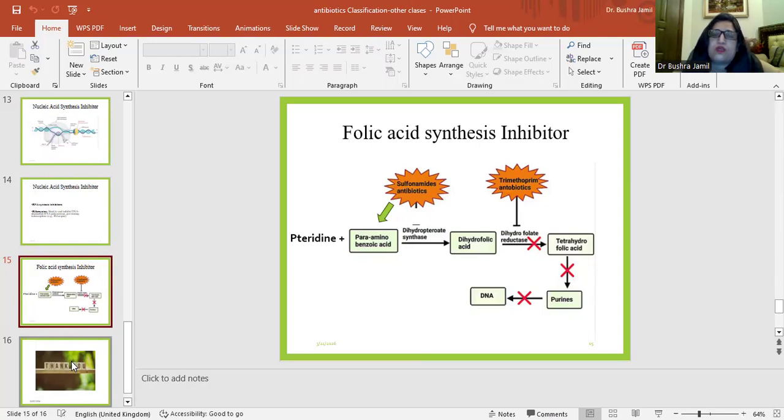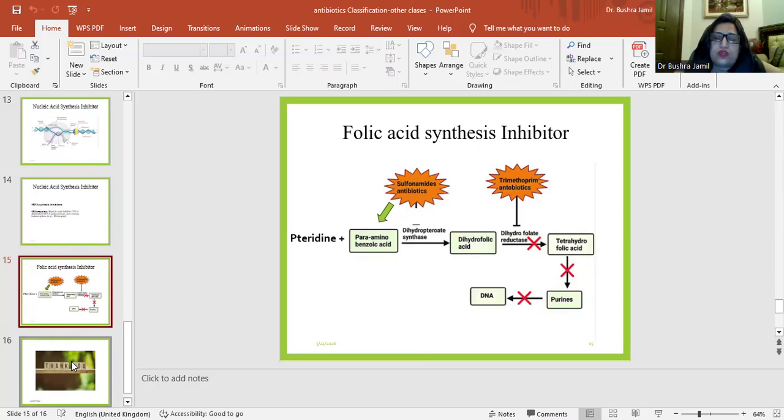Usually folic acid synthesis inhibitors are used in combination. Trimethoprim and sulfonamides are used in combination to increase their efficacy. Of course, sulfonamide will inhibit the synthesis at the first step, and trimethoprim will inhibit the synthesis at the last step. When they both act together, the whole folic acid metabolism would be halted, and the DNA replication would get stopped. So that's all about different classes of antibiotic and their mechanism of action.